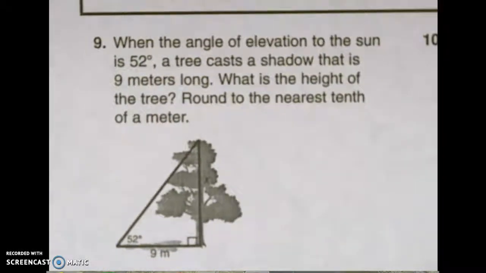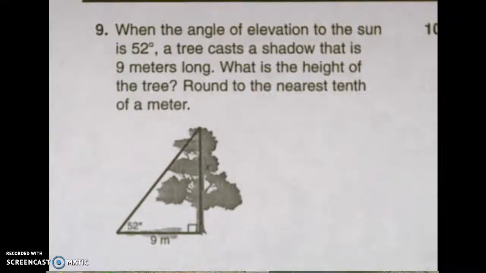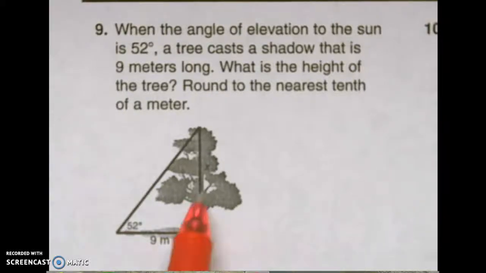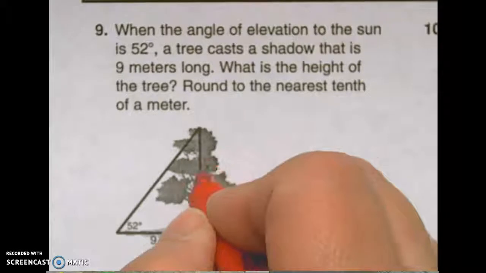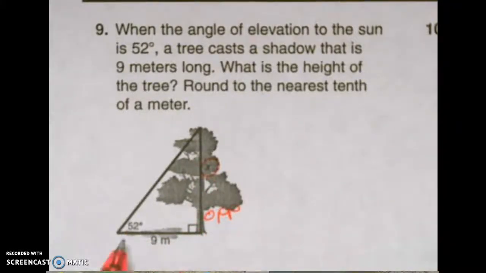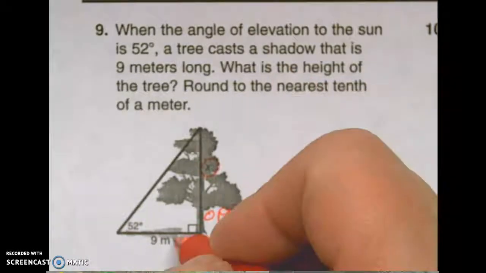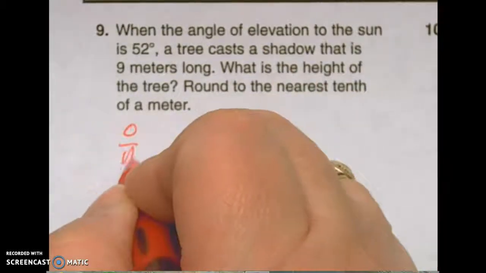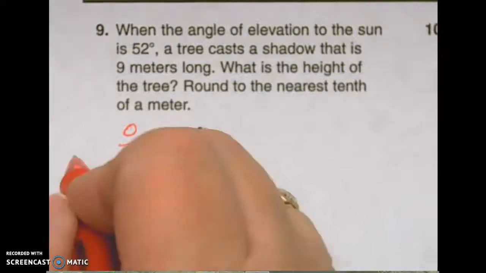If you're looking at question number 9, you've got an angle of elevation to the sun is 52 degrees. They've labeled that in your triangle. The tree is casting a shadow of 9 meters, and we want to know the height of the tree. So my height here is the x I'm looking for. Notice that that is opposite my 52 degrees. The hypotenuse is not involved in my problem. So if I'm looking at my SOHCAHTOA, I'm looking at opposite and adjacent. And I'm going to use my tangent function.